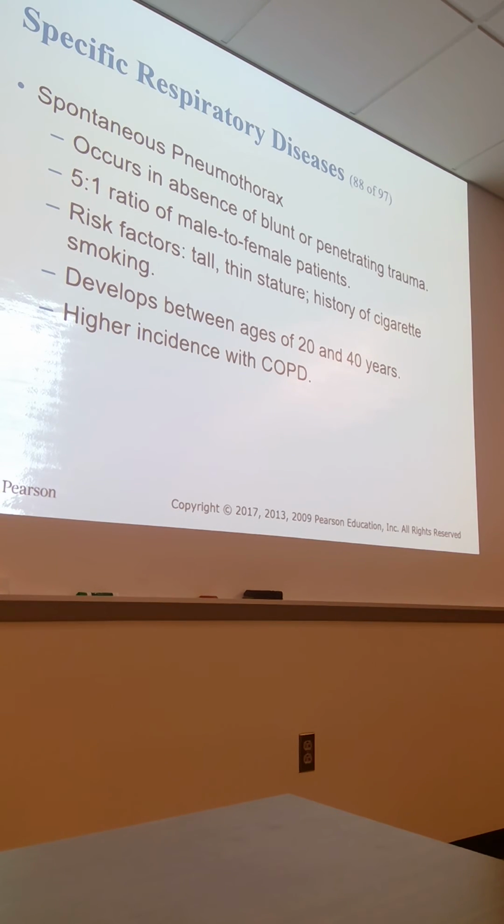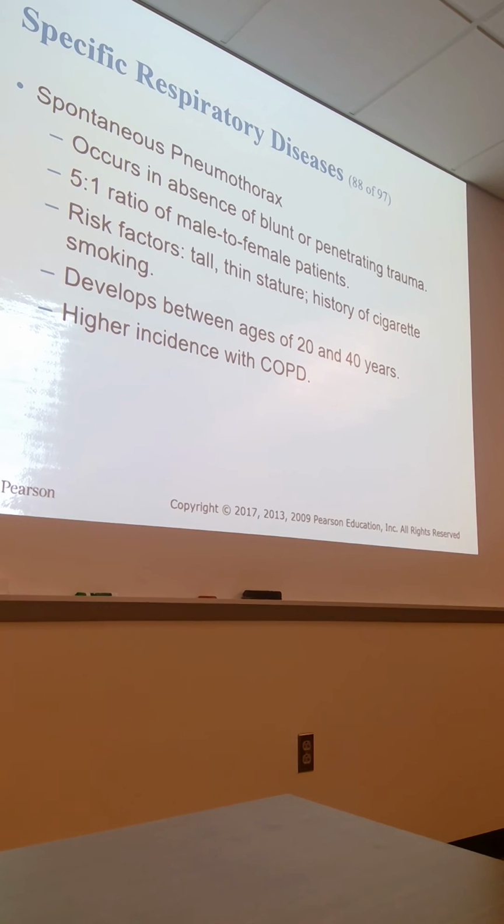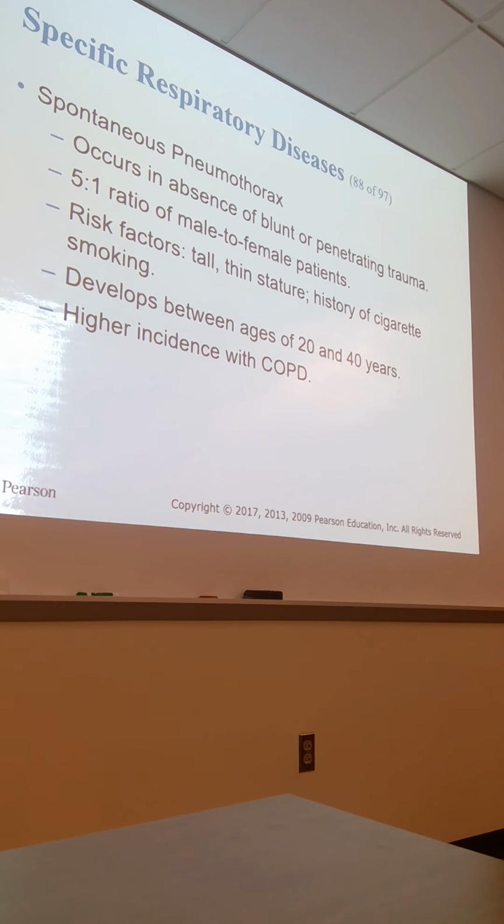Okay. 5-to-1 male to female. I don't know why that is, but it's true. Most of the ones I've treated are young males. Risk factors: tall, thin, cigarette smoking, high incidence with COPD. I've seen a lot of lungers that get acutely worse that pop the pneumo. They pop a bleb. They don't always need chest tubes. They rarely need a needle, but 10-20% pneumos where a bleb pops, not uncommon.